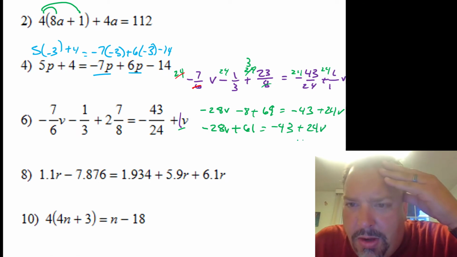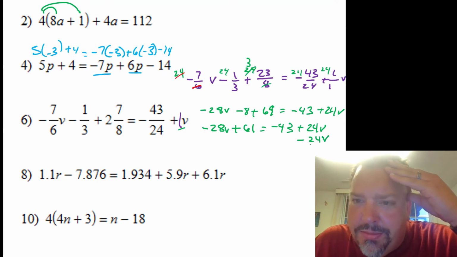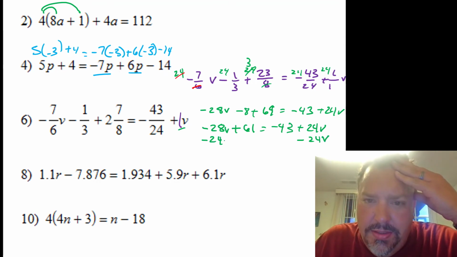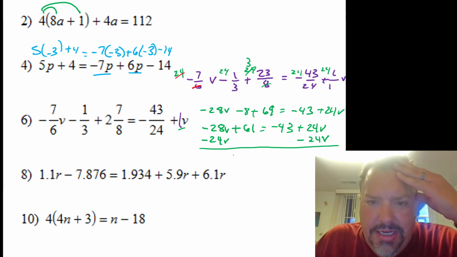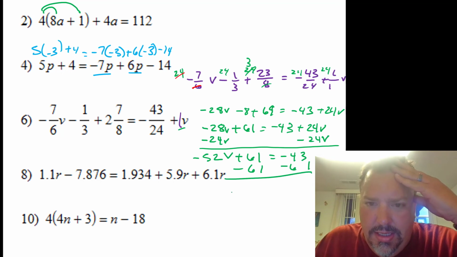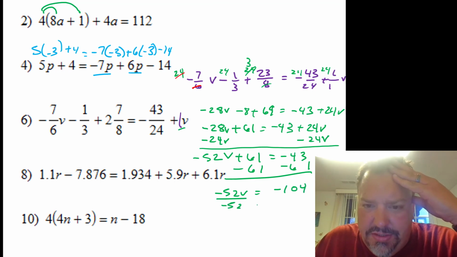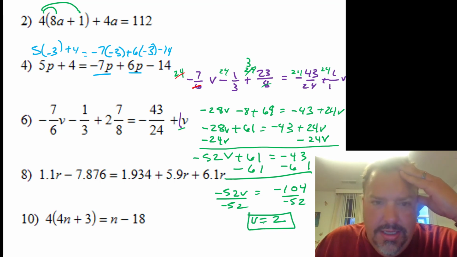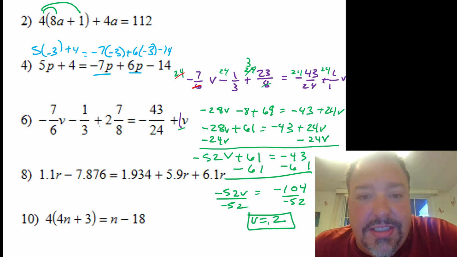And now we want to move all the v's together. So I think this is 24v. So we want to subtract 24v from both sides. So that's going to be -52v plus 61 equals -43. And we're going to subtract 61 from both sides. And that's going to give us -52v equals -104. And after dividing by -52, it's not too bad because it just comes out to 2. So v comes out to 2. And again, you can go back and plug it in and see that it works.